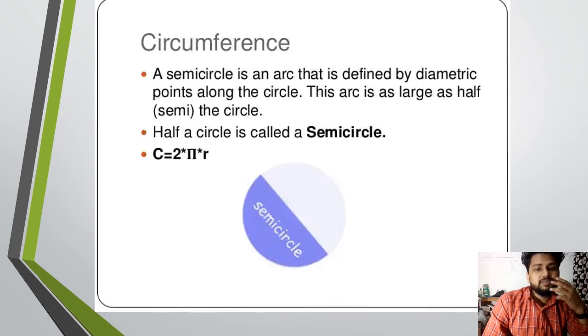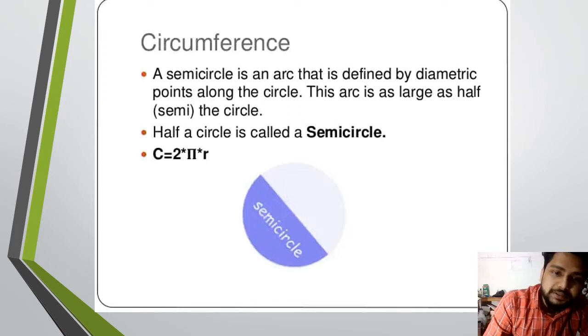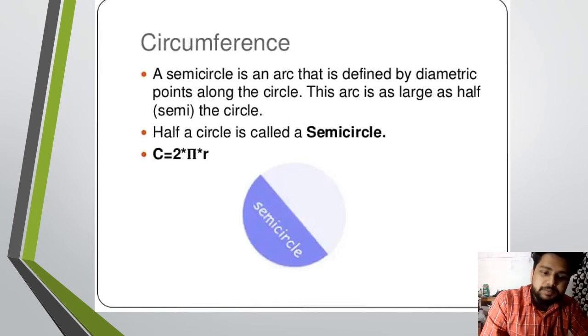Now here is the formula about the circumference. Do you know what the circumference is? In our previous slide I explained that when we join all the external points at the same distance from the center, it is known as the circumference. So easy. Okay, do you know how to measure the circumference? No.